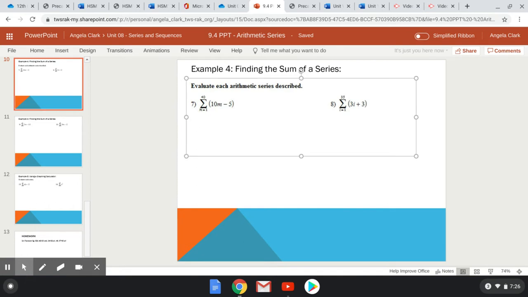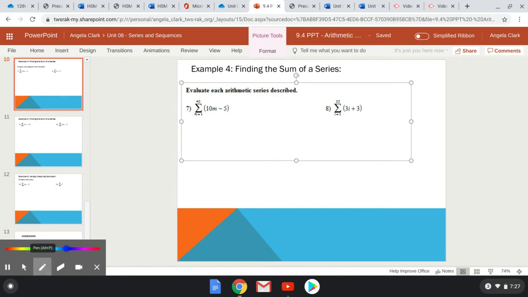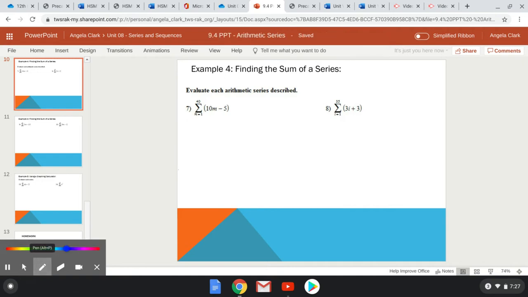So remember that the formula, I gotta switch to pen. Remember that the formula was: sum of terms equals n over 2, first term plus the last term. So we want to find the sum of this. There are 40 terms. Remember, if this is anything other than 1, we would have to use our formula for the number of terms to find the number of terms. But since this is 1, then we know we have 40 terms.